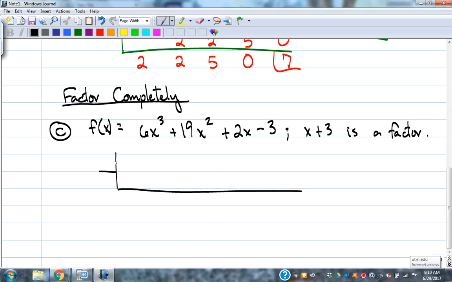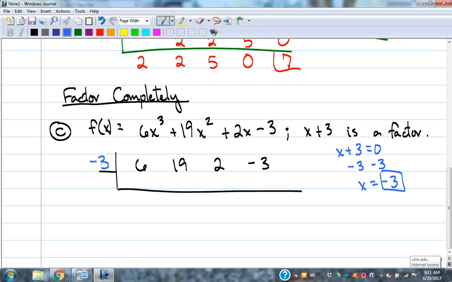What goes on the shelf for this synthetic division? Not 3, but negative 3, because you solve x plus 3 equals 0, and it's negative 3 that goes up there. We're going to run a negative 3 through with synthetic division, and that's going to allow us to break this polynomial down. Remember, synthetic division reduces the polynomial by 1 degree. We're starting out with a polynomial that's degree 3 because of the x cubed.